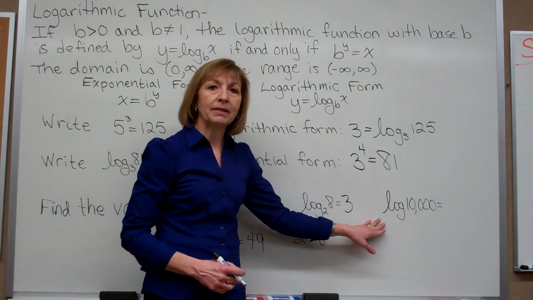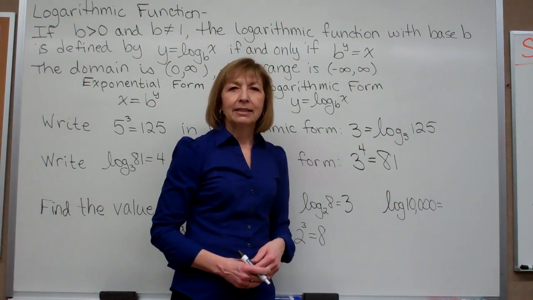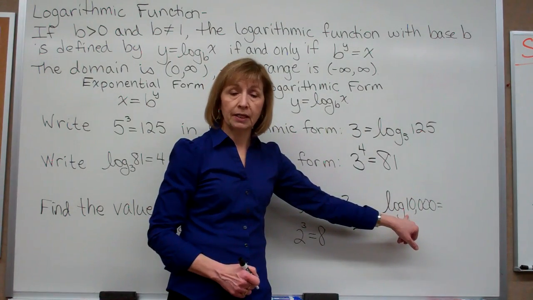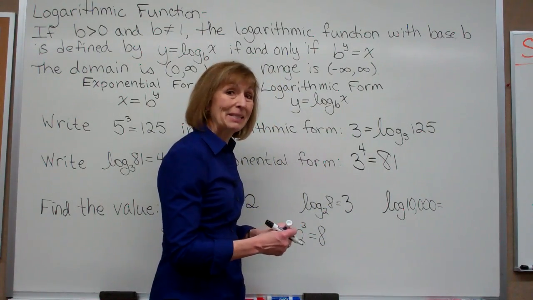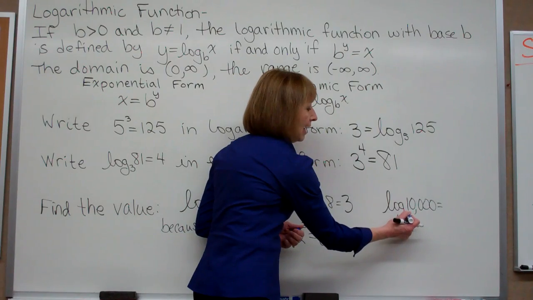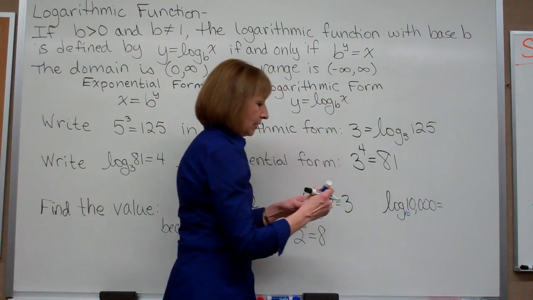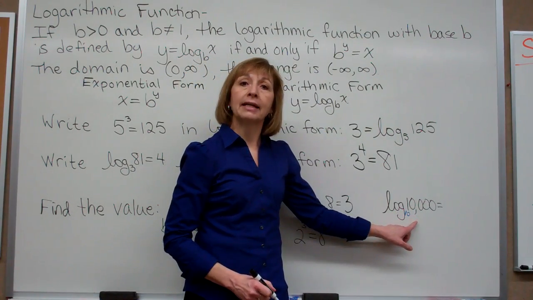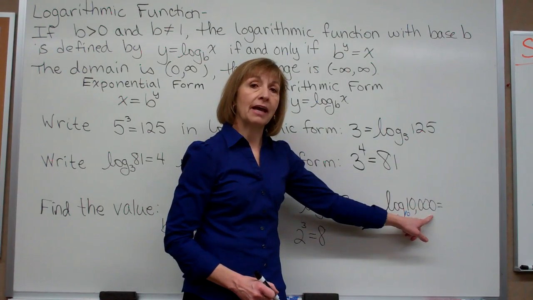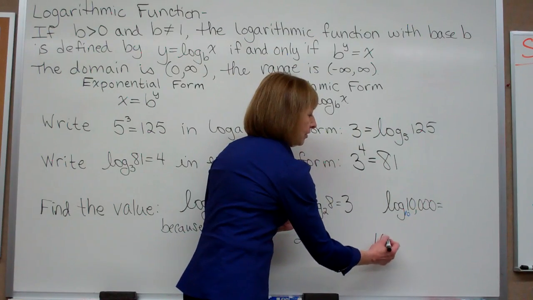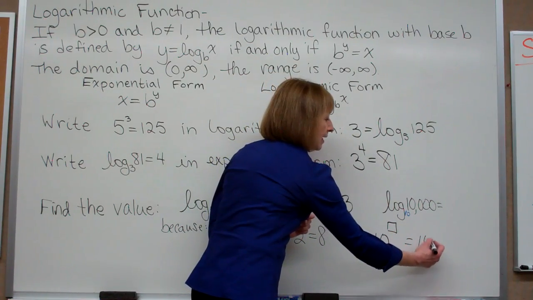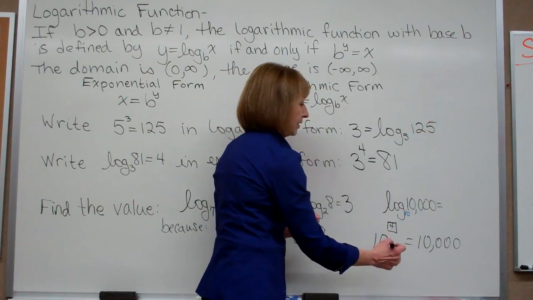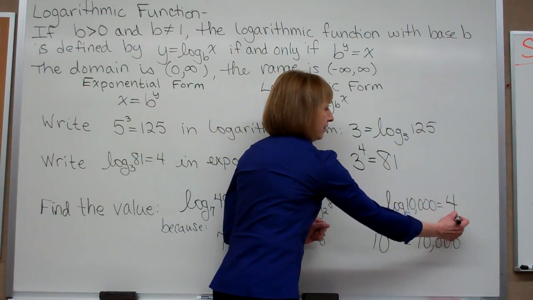And then the final one for this segment is log of 10,000. Now, if it's spelled L-O-G for log and there's no subscripted base showing, your assumed base is base 10. And those are called common logs. So that's equivalent to asking the question, what exponent do I need to put on 10 to create the value 10,000? Well, 10 to what power will give me 10,000? It'll be 10 to the fourth power. So log base 10 of 10,000 is 4.